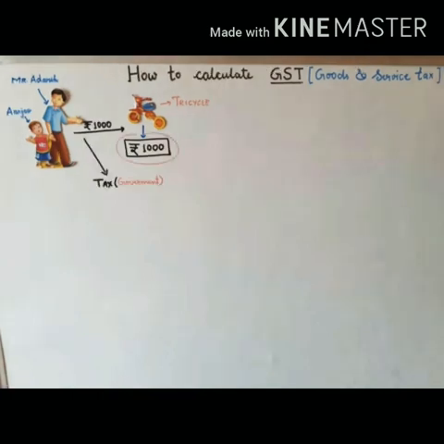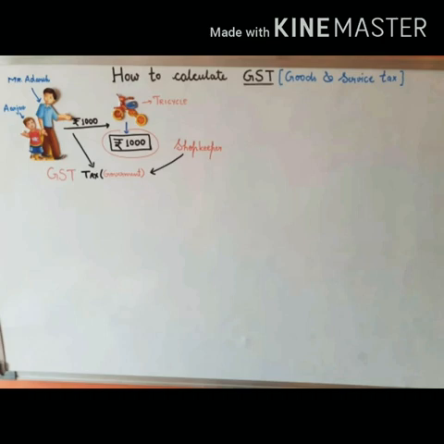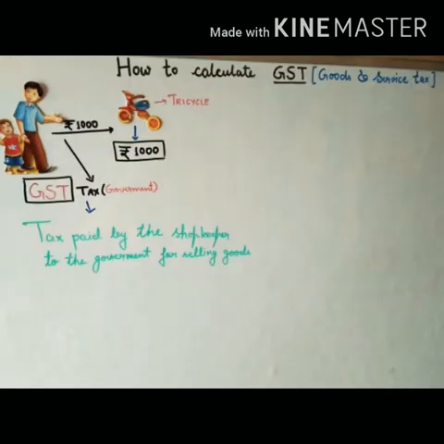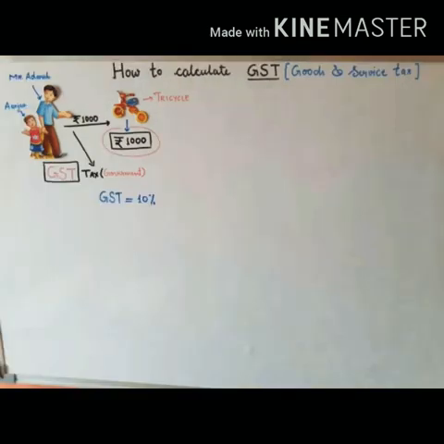No. Apart from this 1000, he also has to pay something called tax which goes to the government. So, apart from the rupees 1000, Mr. Adas also has to pay an additional amount to the shopkeeper and the shopkeeper pays that amount to the government. This kind of tax is called GST. Basically, it is the tax paid by the shopkeeper to the government for selling goods and the shopkeeper collects that tax from you. Assume the GST rate is 10%.